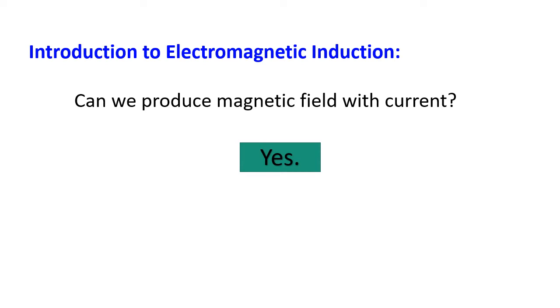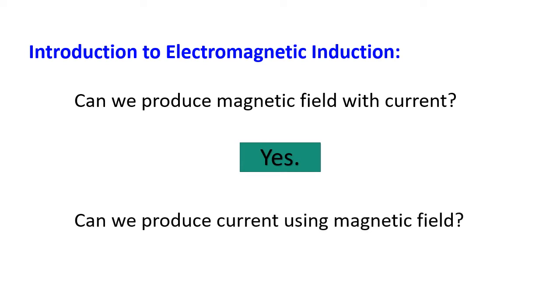One more question. Here the magnetic field is produced by the current, meaning current producing a magnetic field. Reverse, can we produce current using a magnetic field? That is also possible, with electromagnetic induction. So before going to the electromagnetic induction introduction, let me give clarity about the current carrying conductor producing a magnetic field, that is Oersted's experiment.